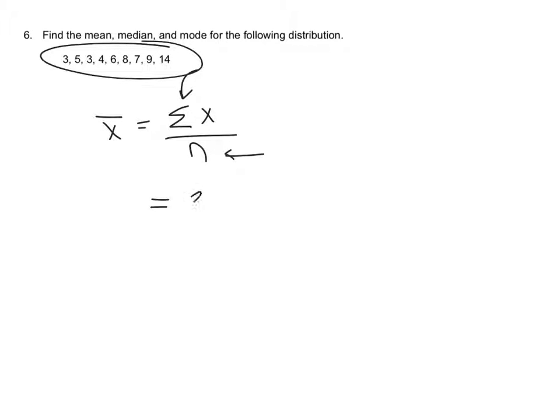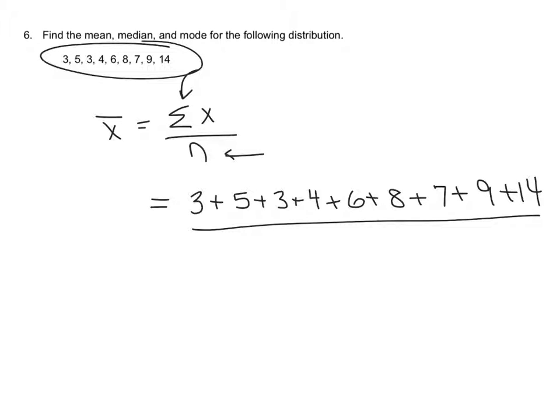So we'll add 3 plus 5 plus 3 plus 4 plus 6 plus 8 plus 7 plus 9 plus 14. And then we'll divide by the number of values in the set. And if we count all of these values, we have 9 numbers. So we're going to divide by 9.